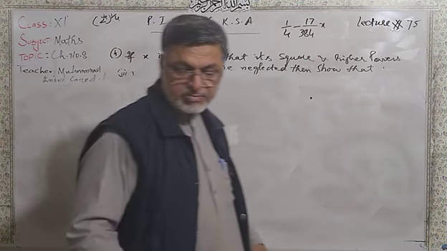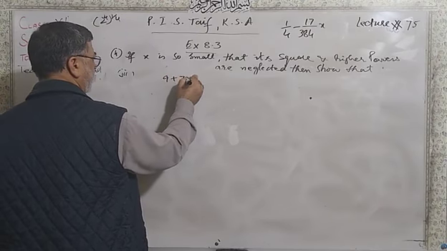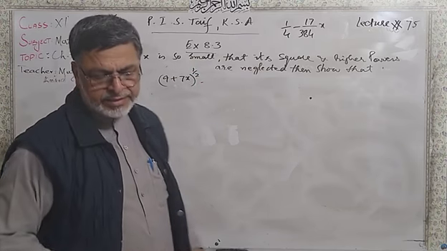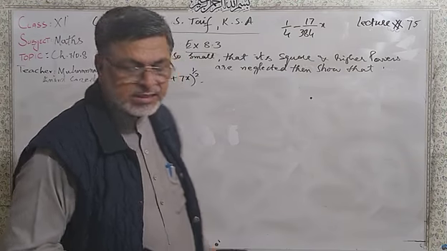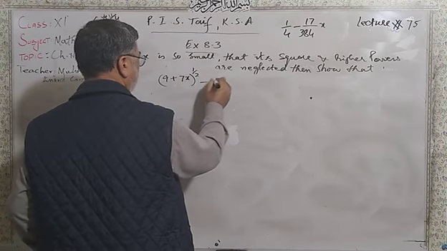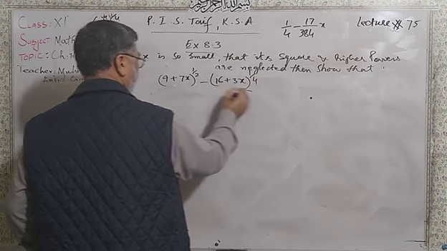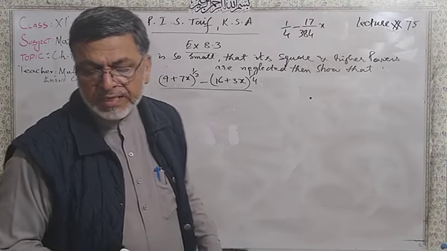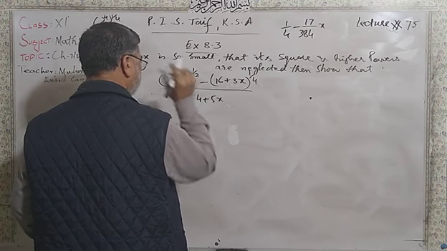9 plus 7x power 1 over 2, then minus 16 plus 3x power 1 over 4, over 4 plus 5x.